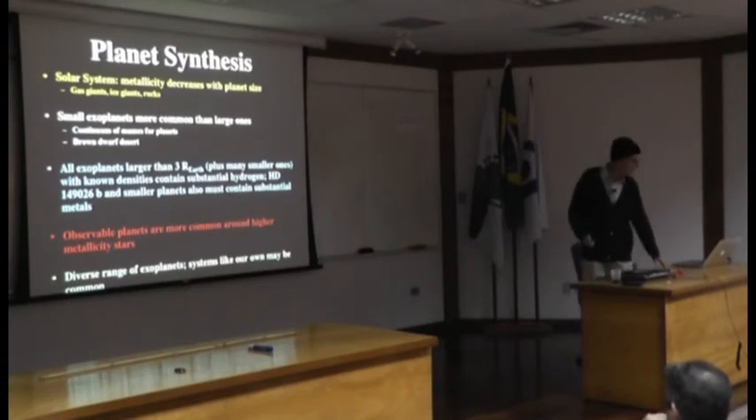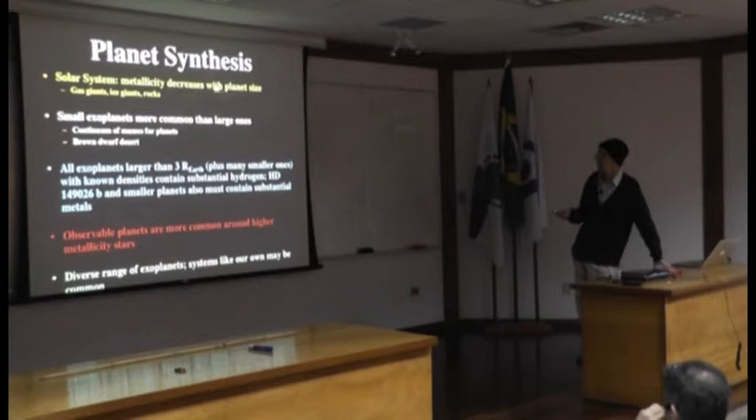So, the synthesis. In the solar system, the metal content, the fraction of heavy elements, decreases as planet size increases. Gas giants are the largest, least heavy element rich. Then ice giants, then rocky bodies. Small exoplanets are rock and ice if they're far enough from the sun, in a cold enough area. Small exoplanets are more common than large ones.